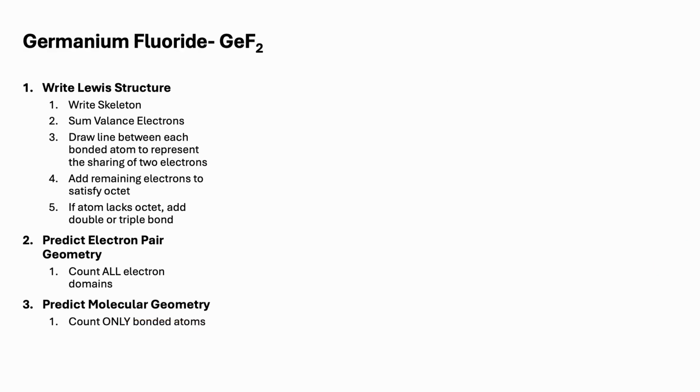Last, but certainly not least, is germanium fluoride. So we're going to write its skeleton. Fluorine is the most electronegative element on the entire periodic table, and so that is going to be written on the outside. Germanium is going to be your central atom. We are going to sum its valence electrons. So you want to find germanium and you want to find fluorine on your periodic table.